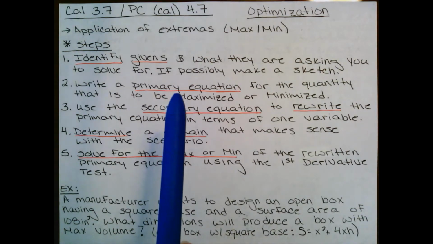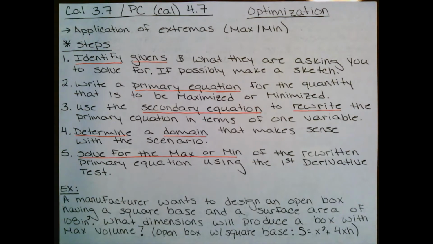Step 3 would be to use the secondary equation, the second equation that they give you, to rewrite the primary equation so that you have it in terms of one variable. So for example, if you got stuck with an area formula, base times height, you'd be working with implicit differentiation because there's two variables, where if you can change it using the secondary equation to only have one variable, now you can do something as simple as power rule or product rule.